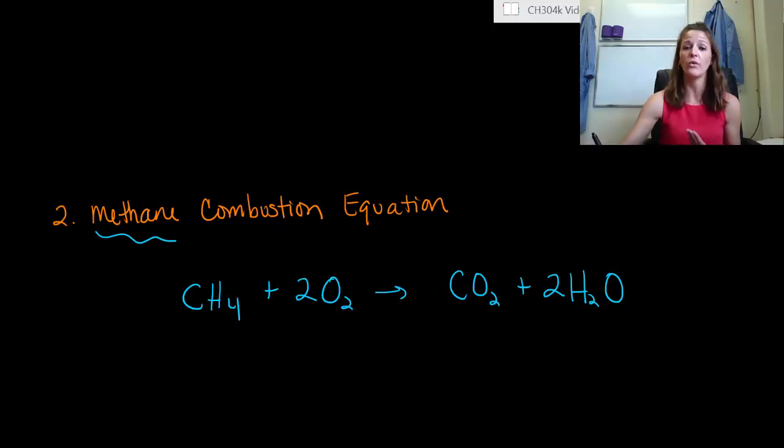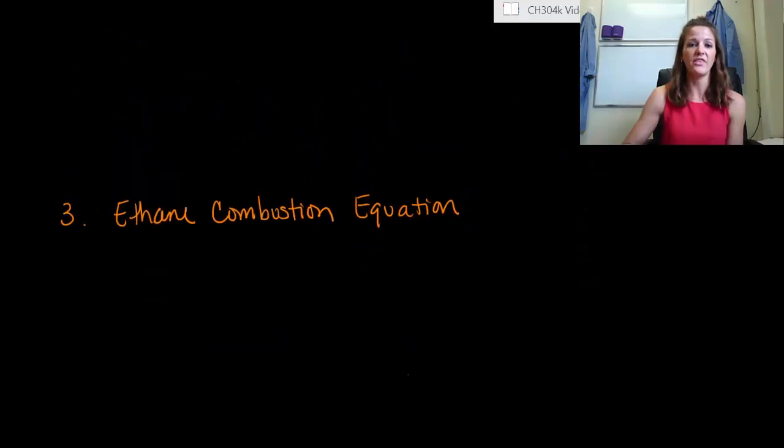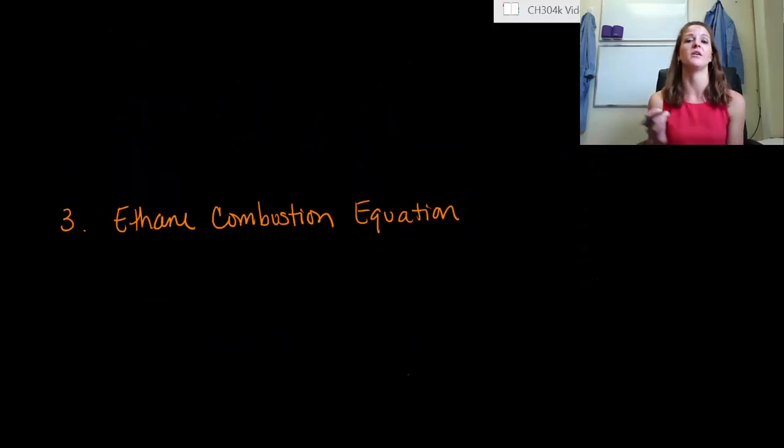This looks balanced to me, but I always go through and double check. Carbon, carbon, 4 hydrogens, 4 hydrogens, 4 oxygens, 1, 2, 3, 4 oxygens. This is a balanced methane combustion equation. All right, let's try another one. How about ethane? Please draw out the ethane combustion equation. Alright, did you get an answer?